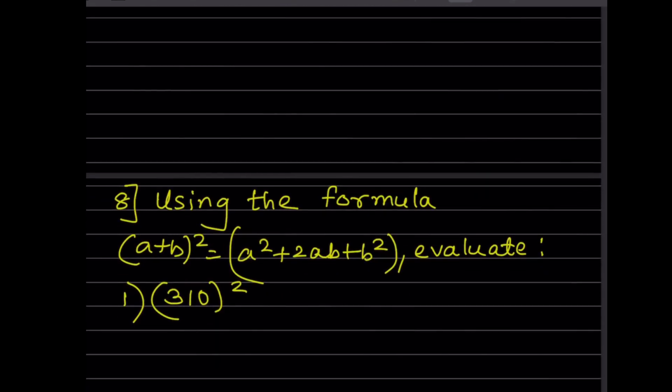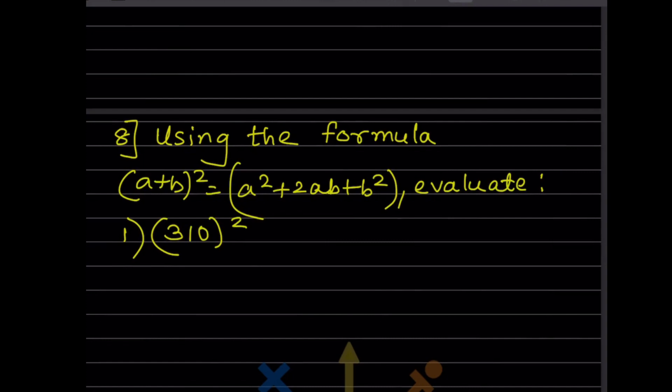Now you are going to use this one using the formula. This is the formula. A plus b whole bracket square is, you know this formula, a square plus 2ab plus b square. We have to evaluate this number. So first thing, this we have to bring in the form of a plus b. So what we will do, this we can split up into 300 plus 10 and whole bracket square. Now this is a and this is b and the square of it.